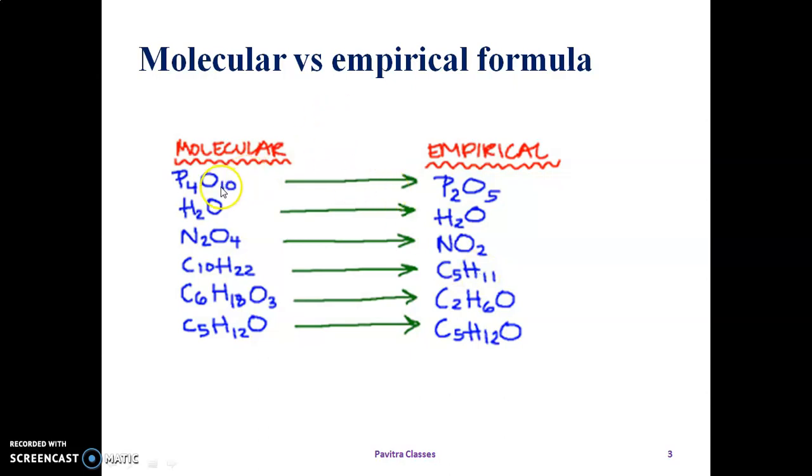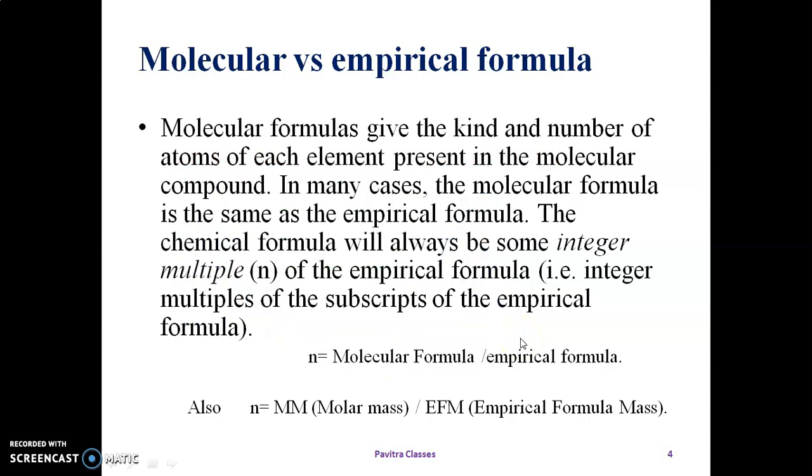Then these are some examples of molecular and empirical formulas. This is P4O10. You can write its empirical formula as P2O5. H2O you can write the same as H2O. N2O4 you can write as NO2. C10H22 you can write as C5H11. C6H18O3 you can write as C2H6O, and C5H12O you can write the same as C5H12O. So here you can understand that in some cases the molecular formula is the same as the empirical formula.